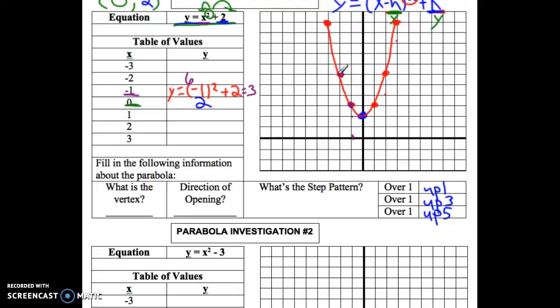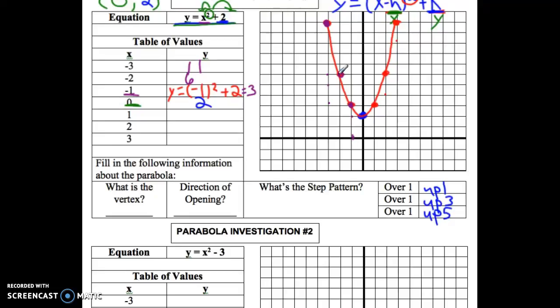So it lines up. So far, we're doing great. And then finally, negative 3 squared is 9, plus 2 is 11. And let's see, negative 3, 1, 2, 3, 1, 2, 3, 4, 5, 6, 7, 8, 9, 10, 11. So they match up.